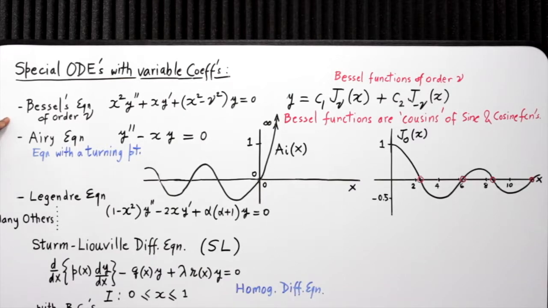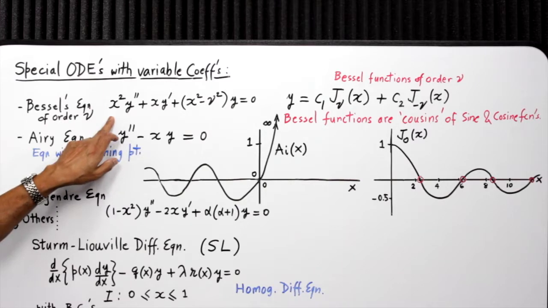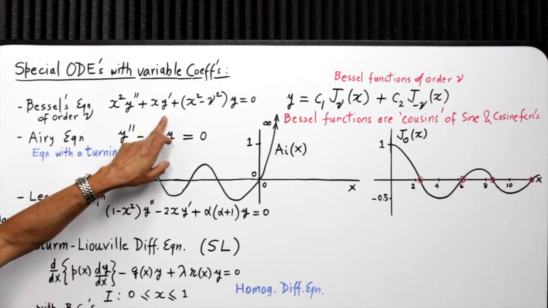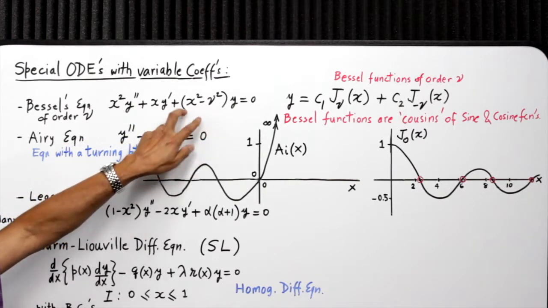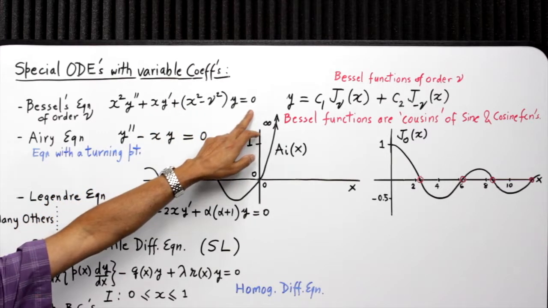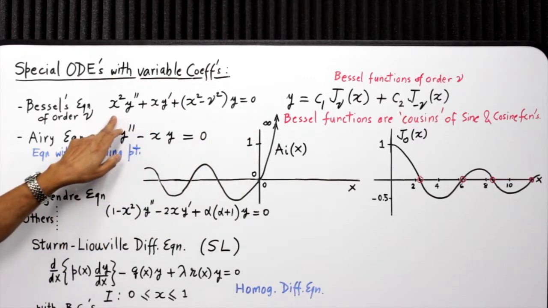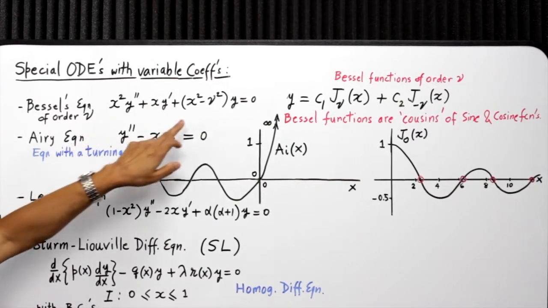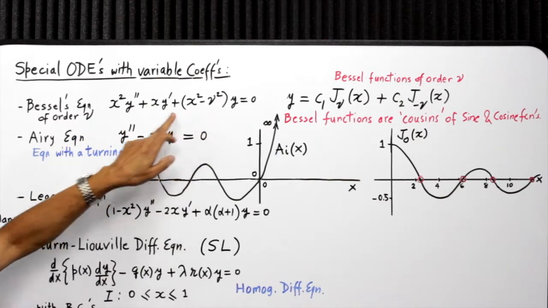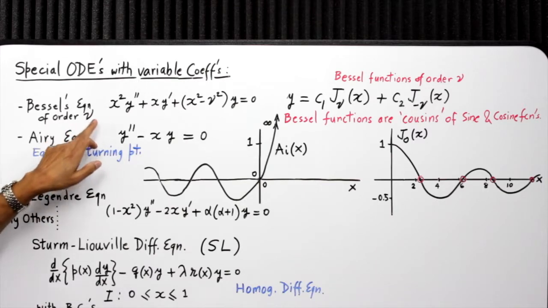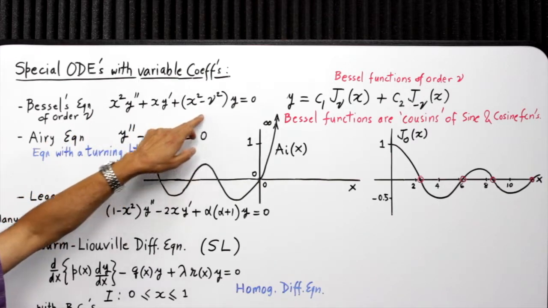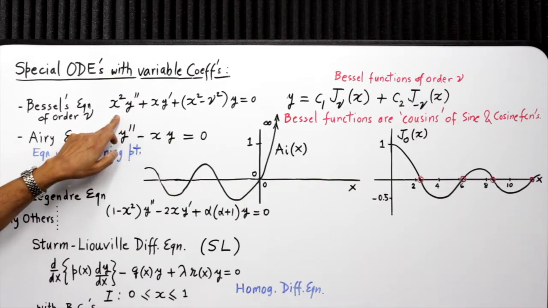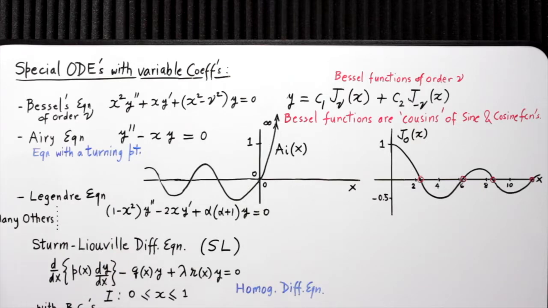So the first of these is the Bessel's equation, or Bessel's differential equation, which is written over here: x squared y double prime plus xy prime plus (x squared minus nu squared) times y equal to 0. So this second order differential equation has a parameter nu showing up in the coefficient here, and that is called the order. So the two linearly independent solutions to this differential equation are called the Bessel functions, and they are denoted with a symbol J, capital J.